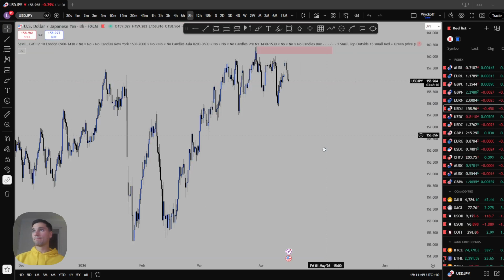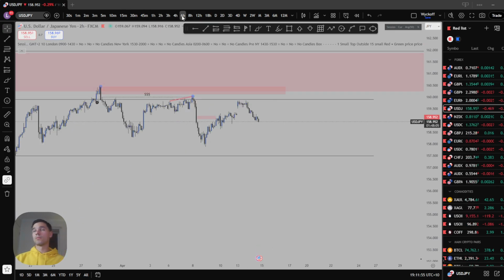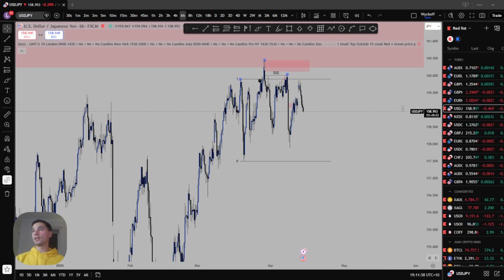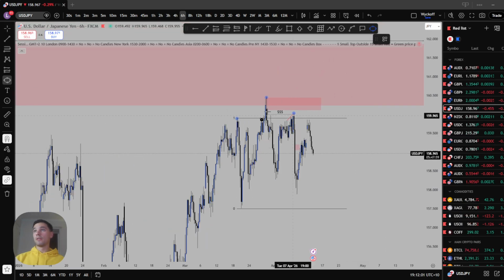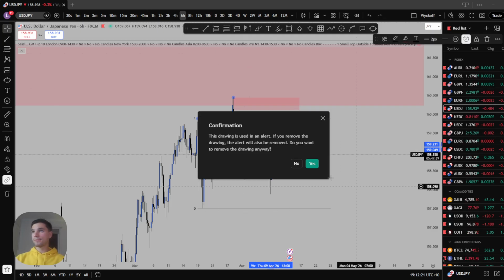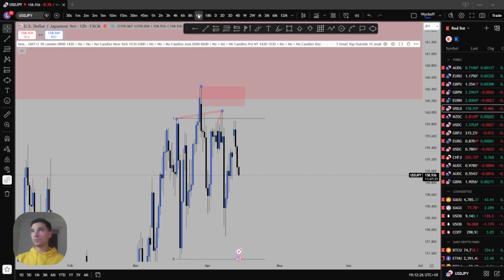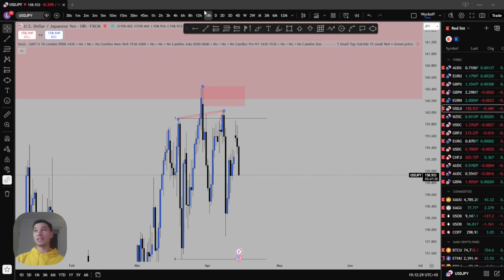USD JPY. Still technically in a confirmed distribution. Ran through this supply. Curious to see if there's any POIs the price could come back to. Well, technically speaking, there's one there.